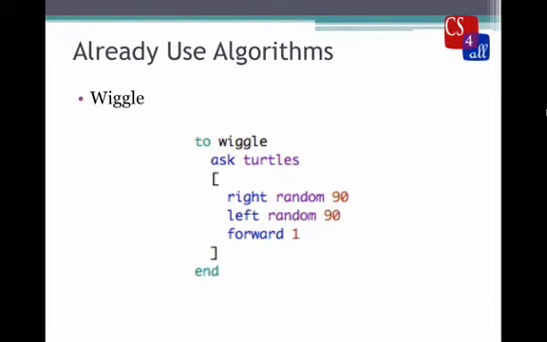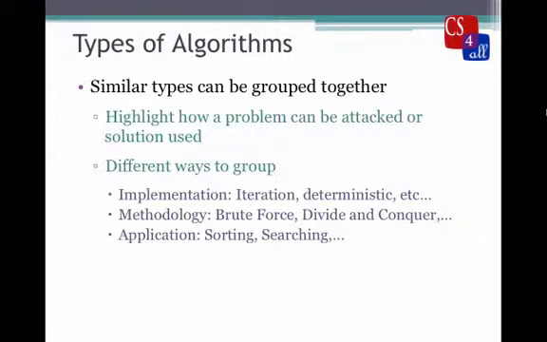Well, the good news is you already know about algorithms because you've already used them. One typical algorithm that you've already used is the wiggle, where you ask the turtles to turn right random 90 degrees and turn left random 90 degrees and move forward one. That's an algorithm, and you've used it more than once.